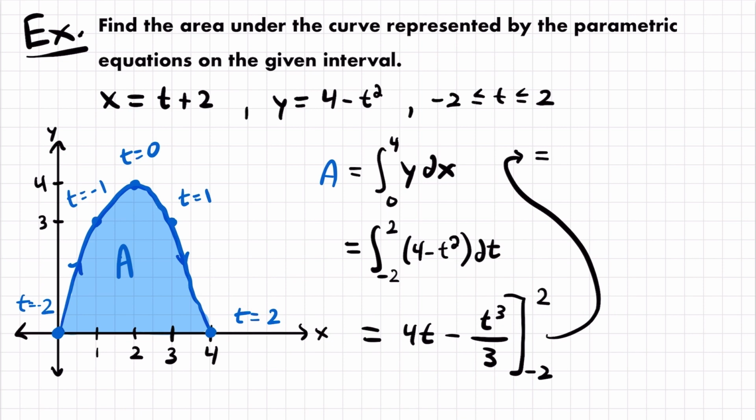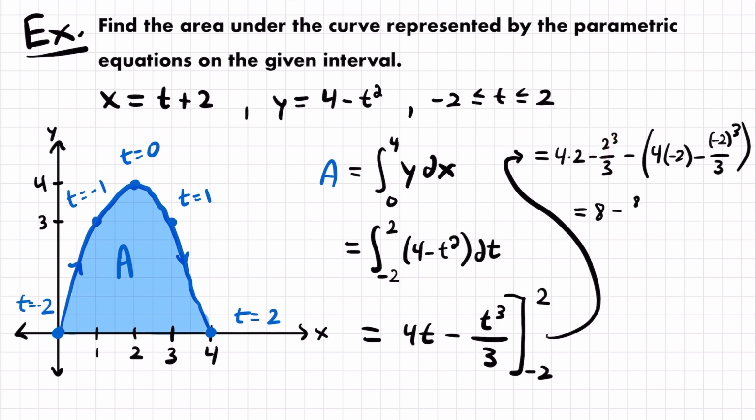That will be equal to this expression evaluated at 2, and then we're going to subtract the evaluation at negative 2. So we'll have 4 times 2 minus 2 cubed divided by 3 minus, and remember to put both of these terms in parentheses, 4 times negative 2 minus negative 2 cubed divided by 3. All right, now 4 times 2 is 8, so this will be equal to 8 minus 2 cubed, which is also 8, divided by 3.